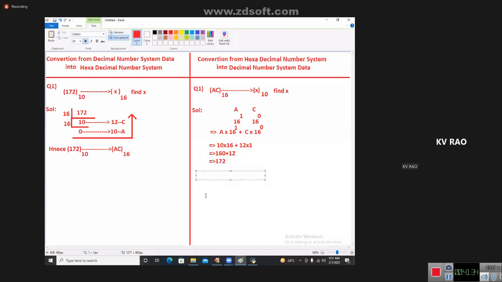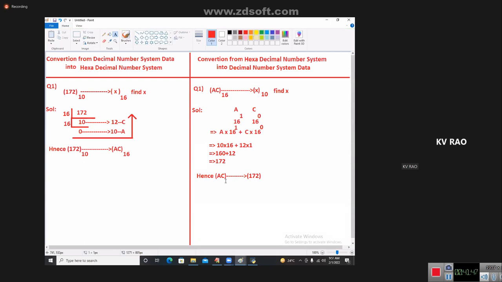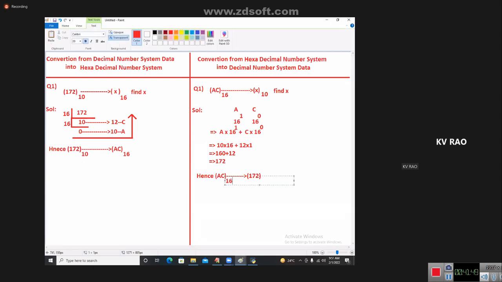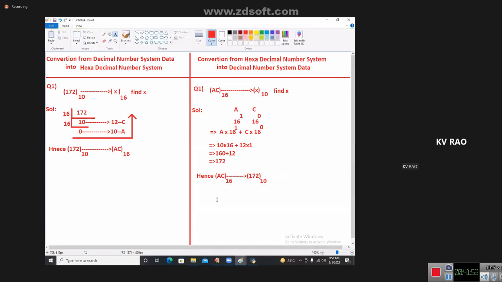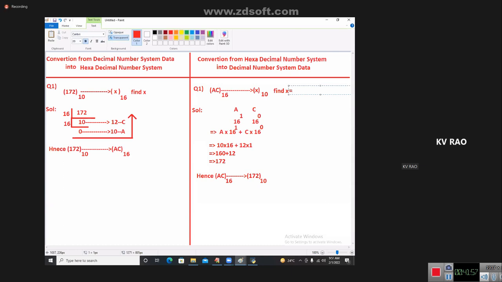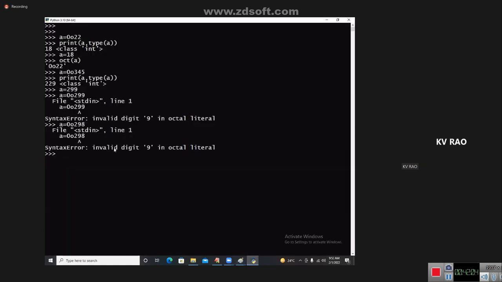Hence, I can write AC here, which is going to be 172. That is 16 converted into 10. So x is equal to 172. I am writing 172 here. Like this, let us go back to the Python environment.